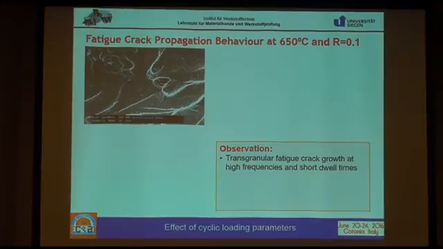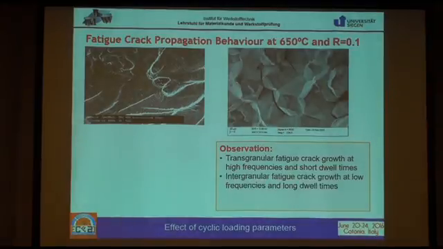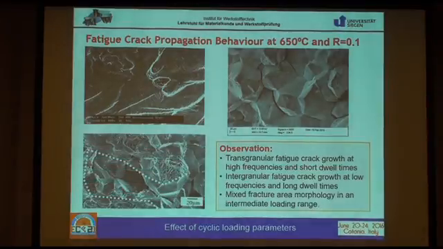We have transgranular fatigue crack growth, as you can see here, at high frequencies and short dwell times. If we go to the other extreme condition, to low frequencies and long dwell times, we get a very nice intergranular fatigue crack growth behavior. And well, the testing conditions we used were somewhere between these two extreme cases. So we have a fracture area where you find both intergranular and transgranular areas. And this, of course, has to be taken into account in the modeling.